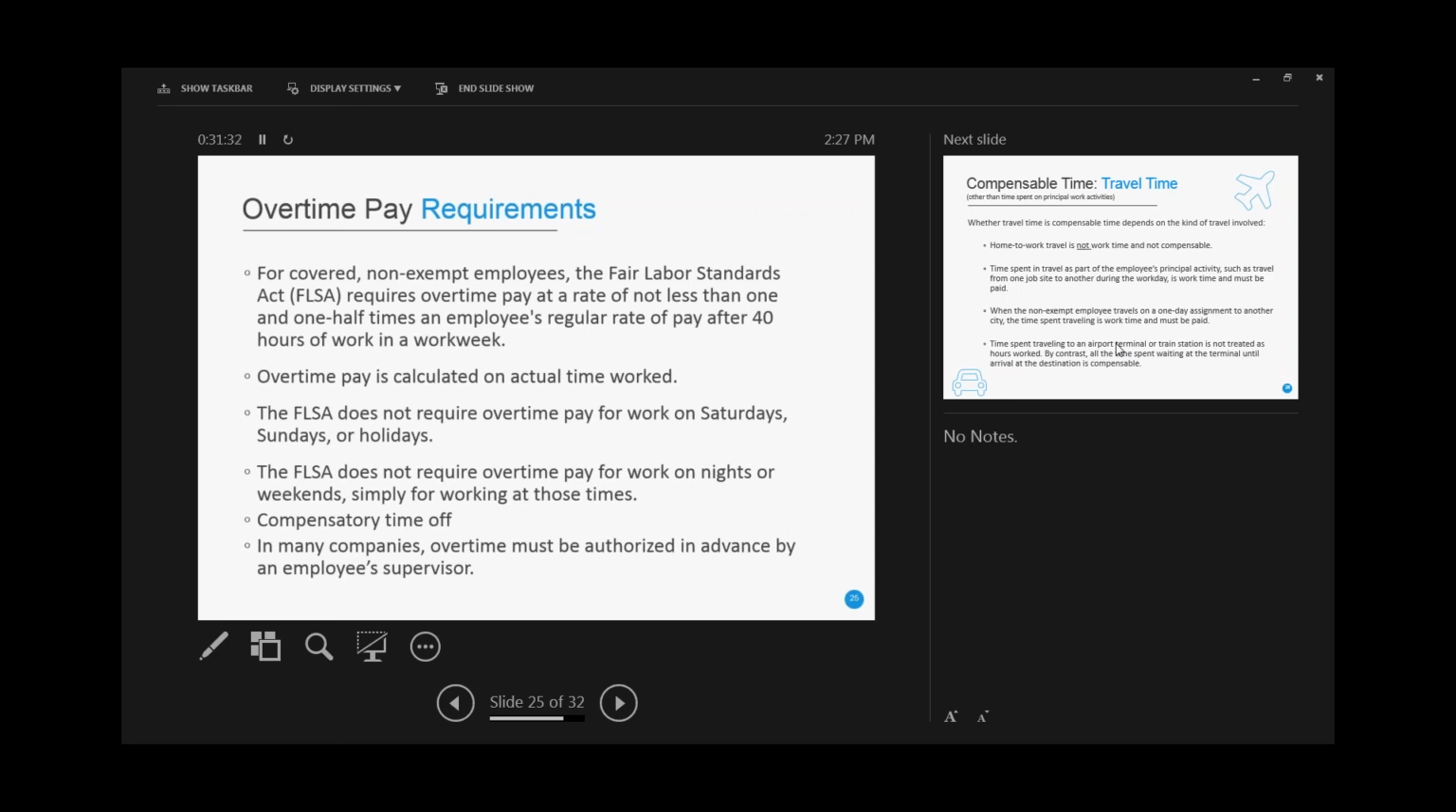And overtime must be paid on the company's published work week. You cannot keep changing your work week, so once that's published, you have to continue to pay off that. You can't change the start and stop times of the week. In many companies, overtime must be authorized in advance by an employee's supervisor. If an employee works overtime without authorization, it still must be paid. Remember, unauthorized overtime is a disciplinary issue and not a compensation one.